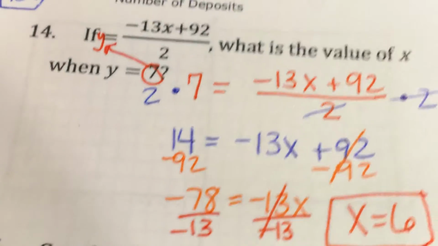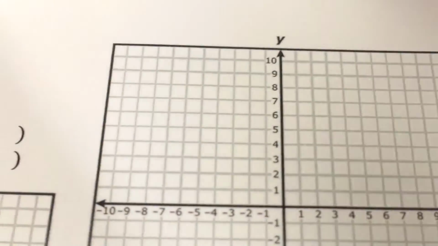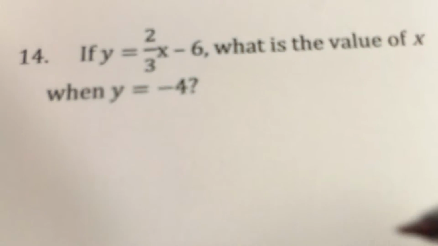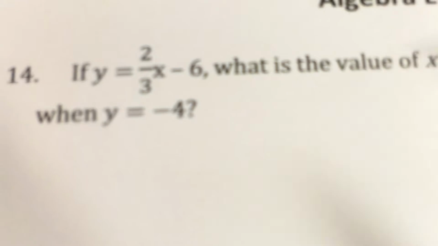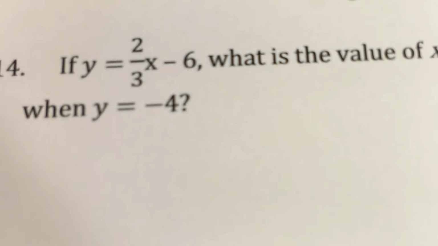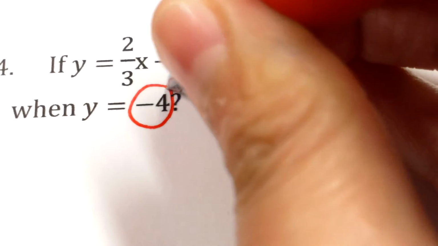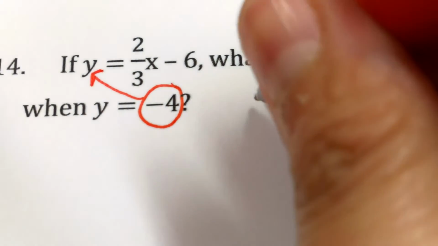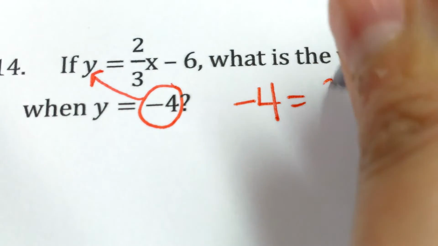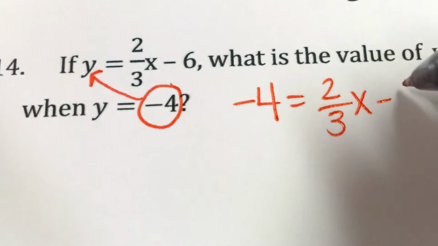Let's go ahead and do another one. These are a little bit difficult. That's why I'm providing different examples. All right. If y equals 2/3 x minus 6, what is the value of x when y equals negative 4? We're going to substitute the negative 4 into the y because that's what it says. y is equal to that. So I have negative 4 equals 2/3 x minus 6.